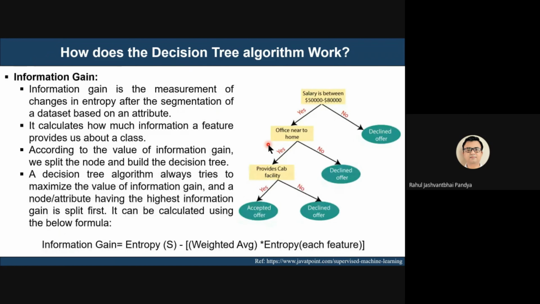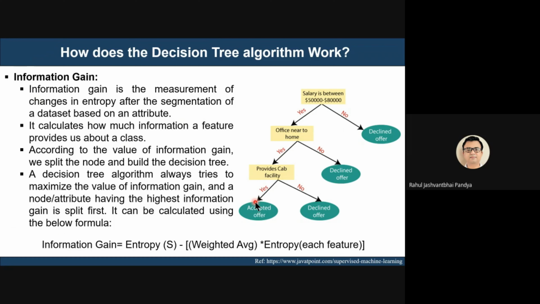Let's say information gain. What is information gain? Information gain is a measure of the changes in the entropy after the segmentation of a data set based on a particular attribute. It calculates how much information a feature provides us about a particular class. According to this value of the information gain, we are going to split the node and build the decision tree.